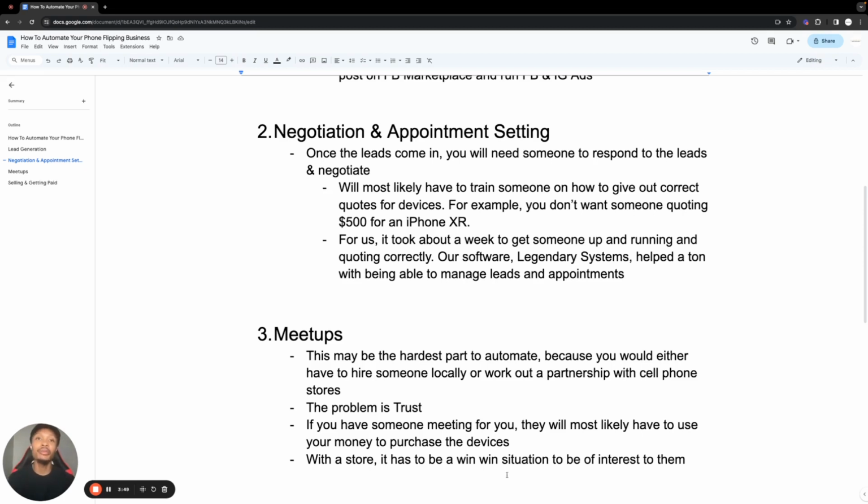So maybe you say, hey, we're gonna pay you $20 per device that you buy from us, or you can do a percentage. Hey, we'll give you 5% of the total orders that are coming in. Just make sure it's a win-win situation, of course, because just think about it from the store owner's perspective. They're not going to do anything for free, right? They want to be able to make some money.